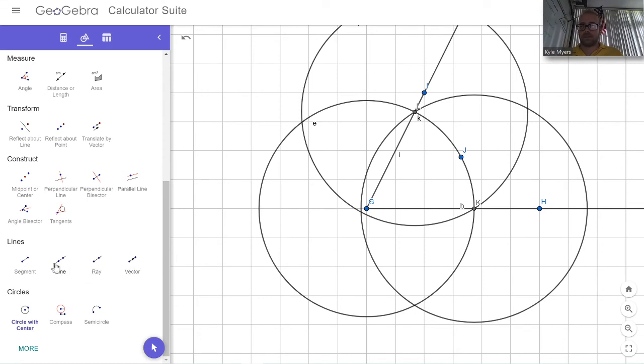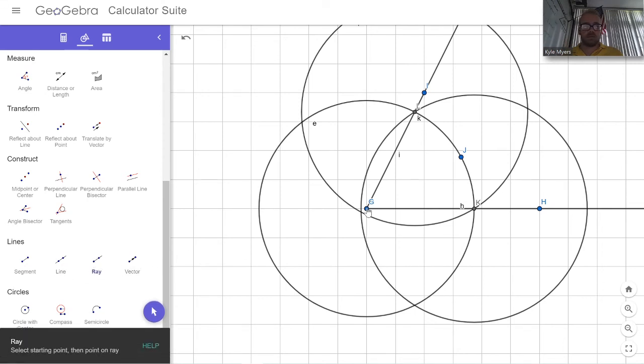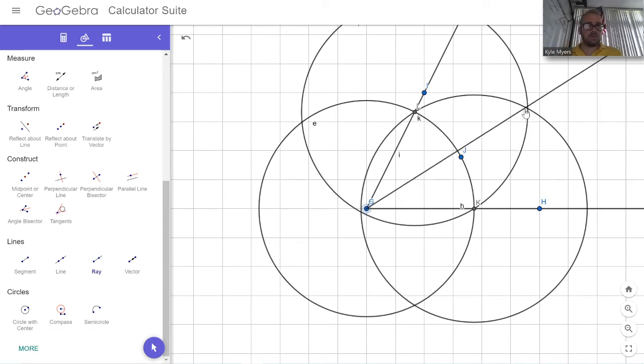Then all I have to do is just draw a ray that goes through that intersection. And then boom. So this looks maybe a little bit confusing. If I went a little fast, you can go back and play it again. But basically, that's your angle bisector.